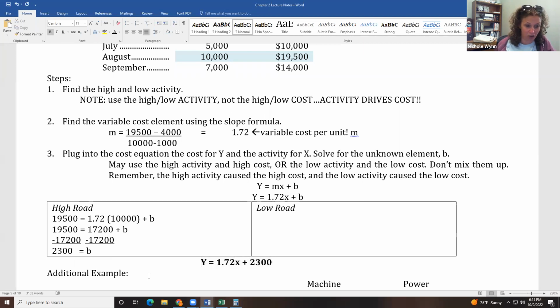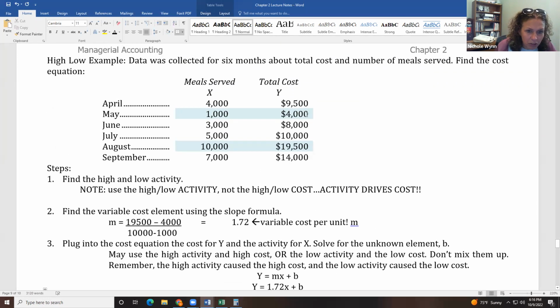That's the cost equation. Okay, so when you write a cost equation, you should write it as y equals mx plus b, and you should show your m and your b that you found using your cost equation. So let's do the low road just so we can see the low road. Right. And so when we do the low road, we will say y equals, I know what y is.